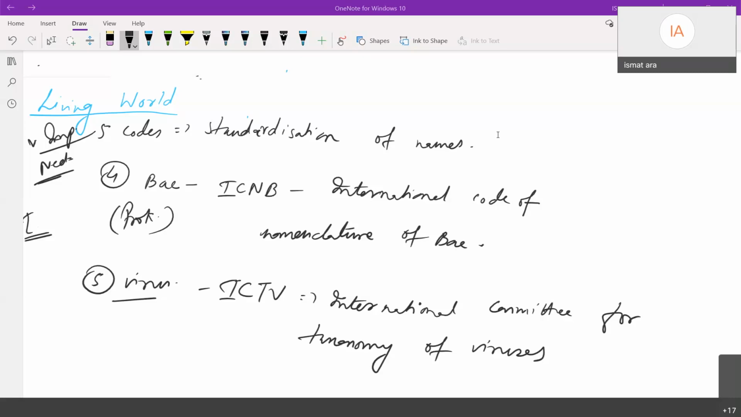Suppose you have identified a plant and you want to give it a nomenclature. You can't give a nomenclature on your own. It's not like any biologist can give the nomenclature. He has to follow the rules. He has to give the name under the International Code of Nomenclature of Bacteria, for bacteria, and following those rules he can give the name. For bacteria, viruses, plants, animals, everything.